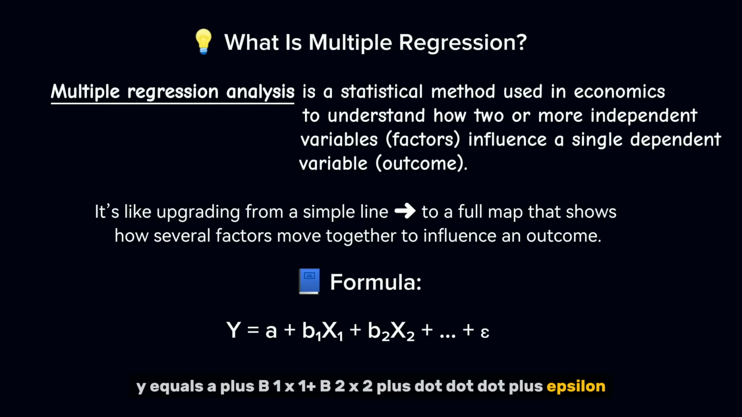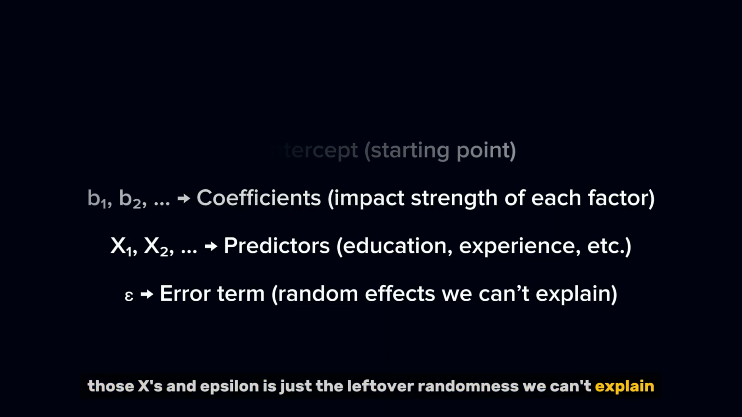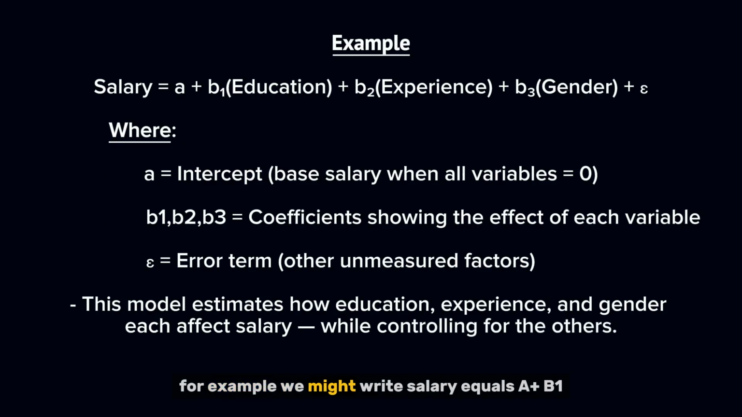Here, y is the outcome we're trying to predict, say salary. The a is our intercept, the starting point. Each b represents the strength or weight of a factor, those x's, and epsilon is just the leftover randomness we can't explain. For example, we might write salary equals a plus b1 education plus b2 experience plus b3 gender plus epsilon.